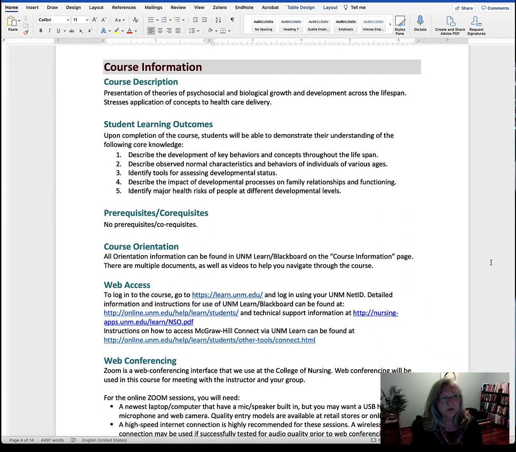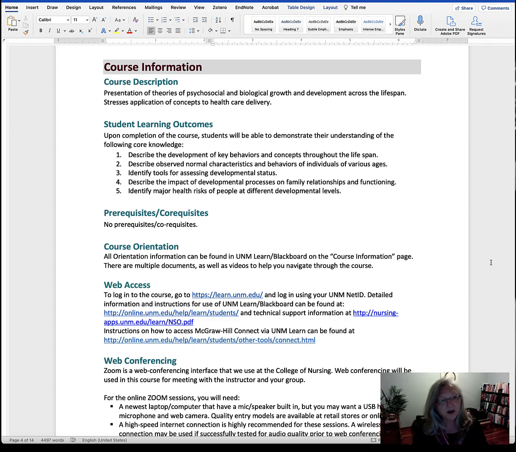Let's talk about the course. This is a course on human growth and development. The course takes you from the beginning of our growth and development at conception through death. It presents theories of psychosocial and biological growth and development across the lifespan and stresses the applications of concepts to healthcare delivery.